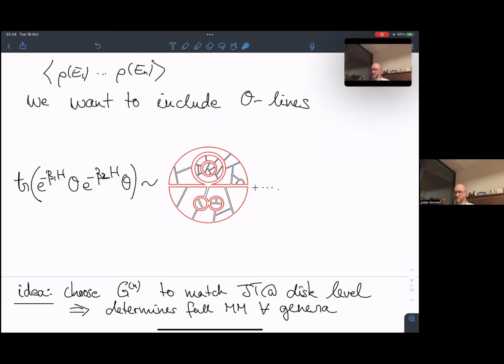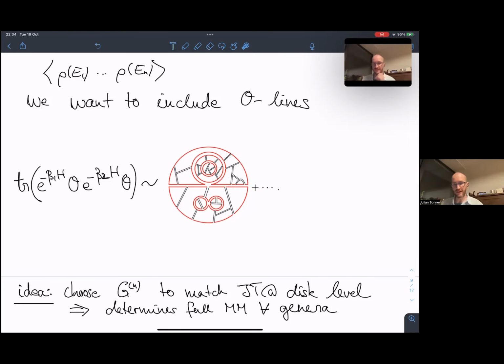But what we want to do is we want to go further. We want to also include O's. So we also want to have sources for O at the boundary. And moreover, we need to include all of the O double lines as well. Okay, so how do we do this?